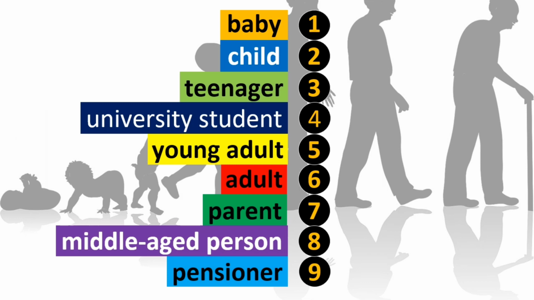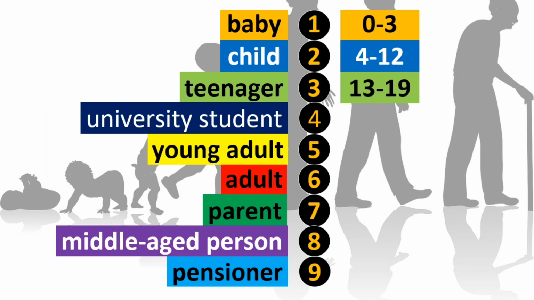Alright, let's start from number 1. Baby is someone who is 0 until 3 years old, while a child is 4 until 12 years old. So you guys are not a baby anymore, you are still a child. Am I right? Because I believe now you are 11 until 12 years old. Some of you can be younger, can be older. And then after this stage, you will grow and become a teenager. There is someone who is 13 until 19 years old.